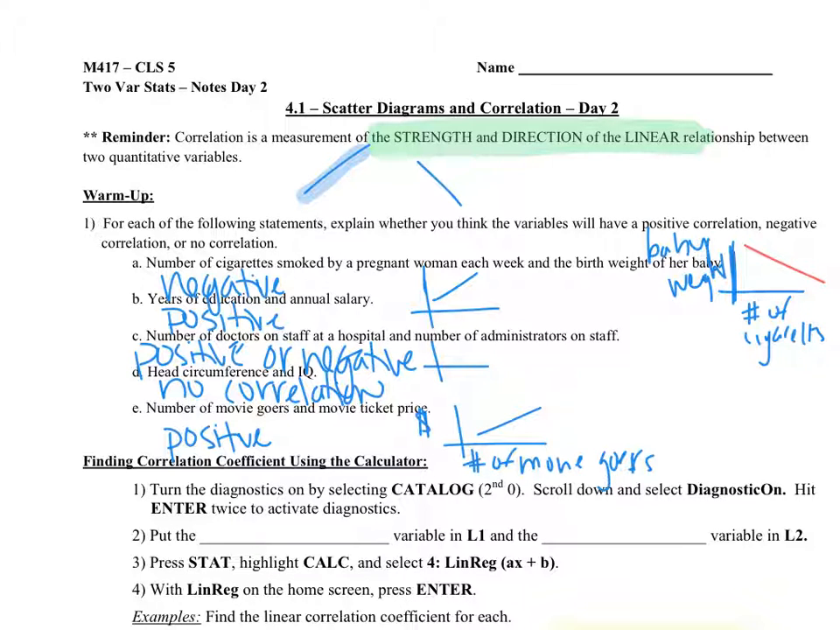Some people will say, no, wait a minute, this is a negative correlation. That would be Rocky in the background, by the way. Because as the number of moviegoers goes up, the companies can decrease the price a little bit and still make a profit. So like I said, these aren't exact. The ones on the quiz and test will be pretty straightforward.